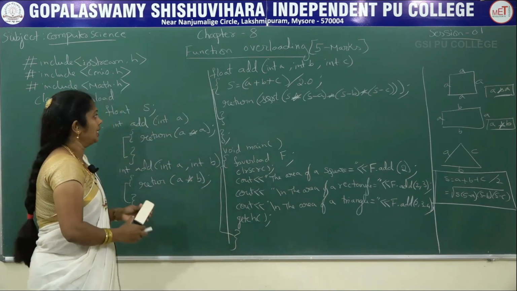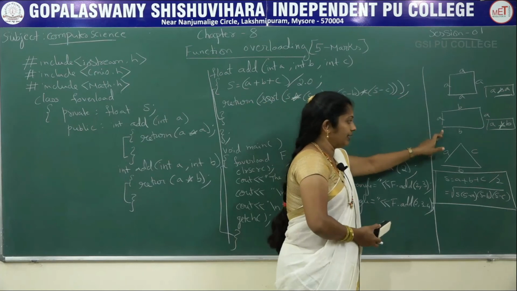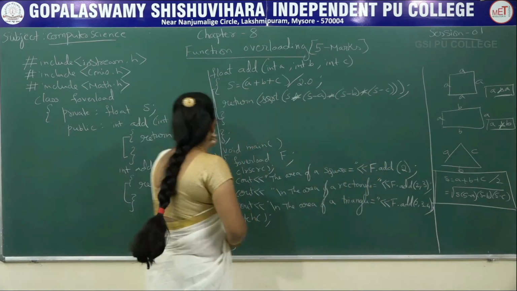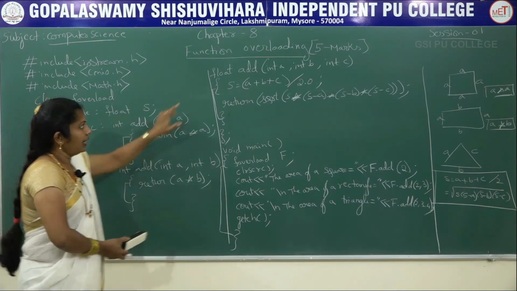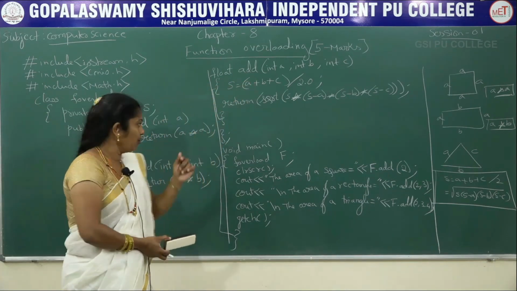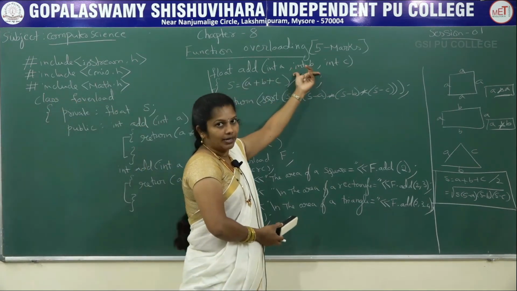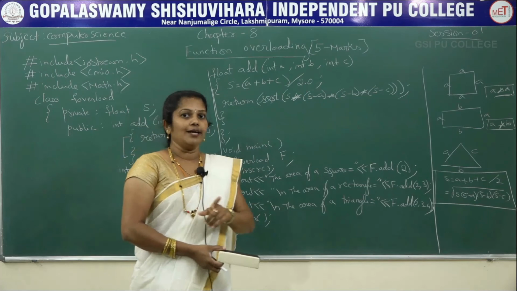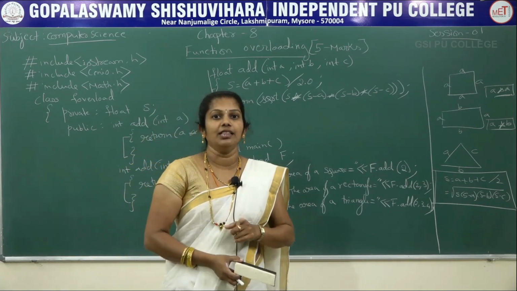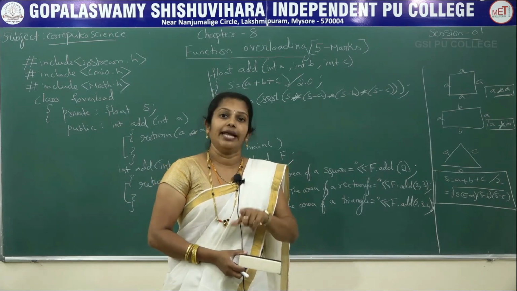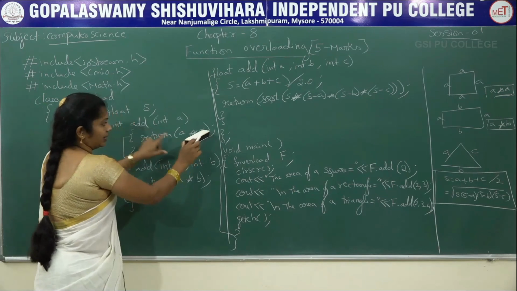Then from this, see what is the aim of the program? To find area of a square, area of a rectangle, area of a triangle. See, function overloading program. Here also add and add. 3 functions we have. 1 argument here, 2 arguments here, 3 arguments here. What is function overloading? Function overloading means function names are the same but differ in number of arguments or data type of the arguments.